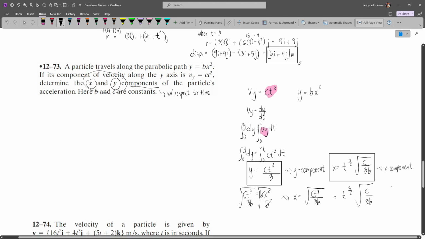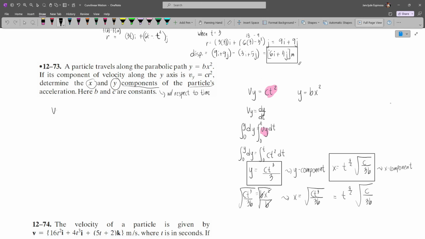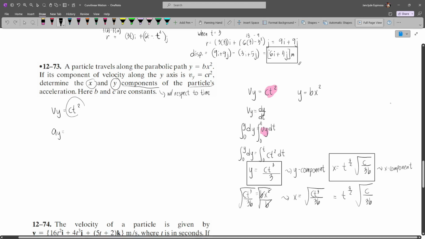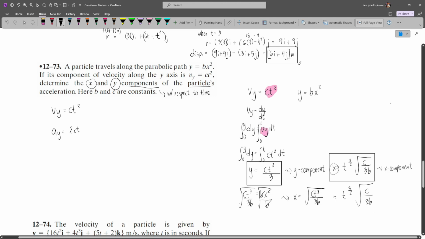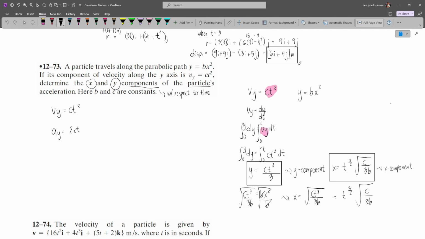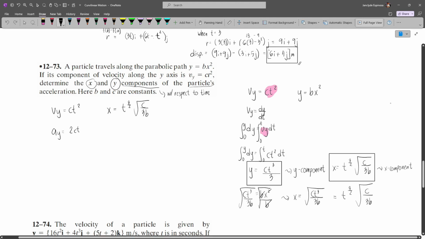And so we now have both of these. Now next, we want to get the particle's acceleration. Since we have vy, we can differentiate this directly to get ay. So vy equals ct squared, and differentiating with respect to time, we have ay equal to 2ct. However, for the x component, what we have is the position equation, or x. So that means that we'll actually differentiate twice. So we have x equals t to the 3 halves times c over 3b. By the way, this is just a constant term, so we can treat this as a coefficient of t to the 3 halves.